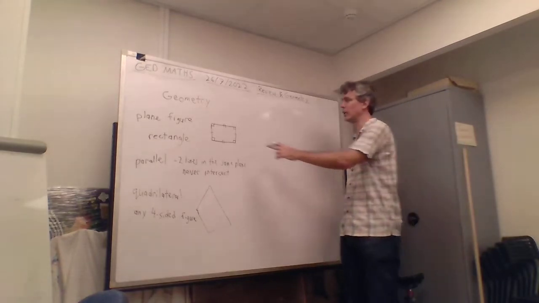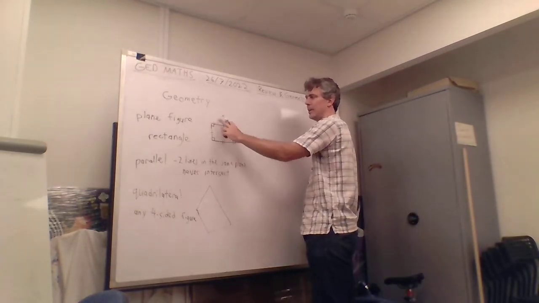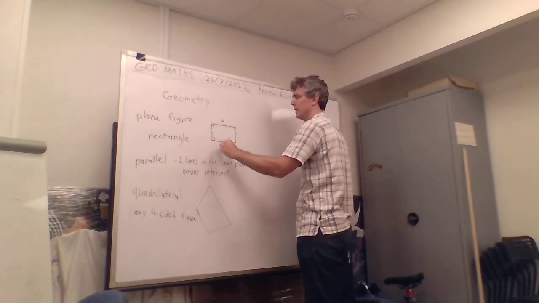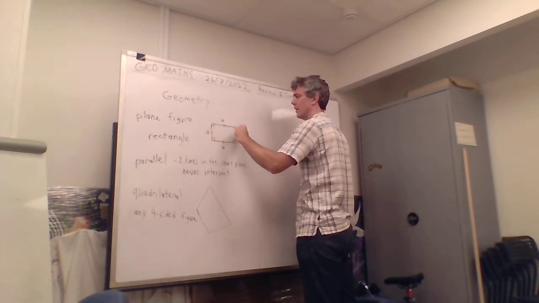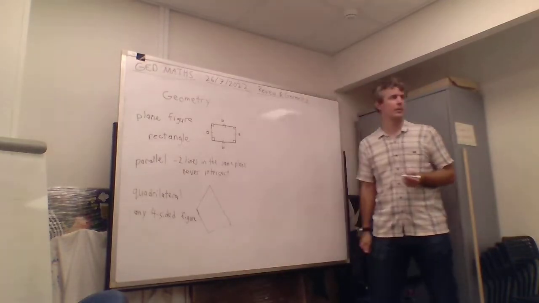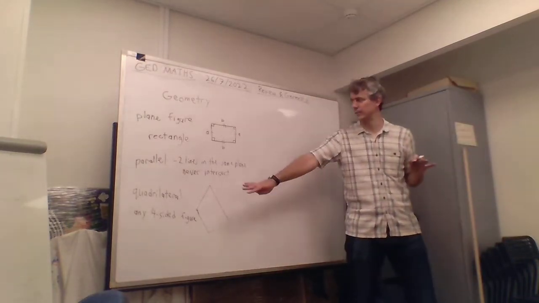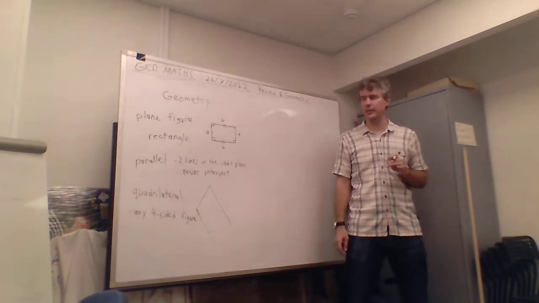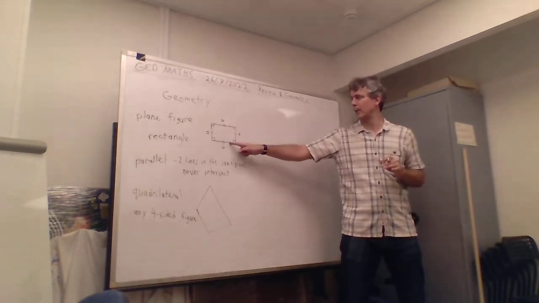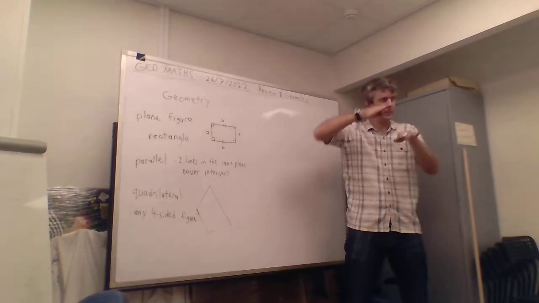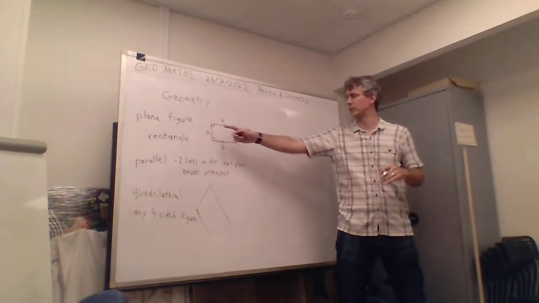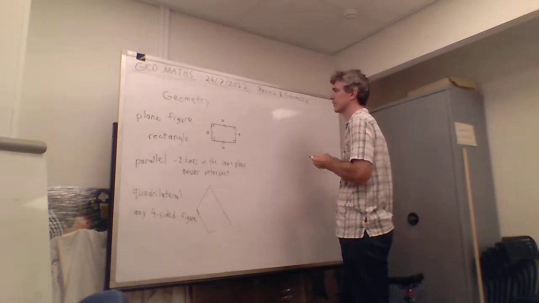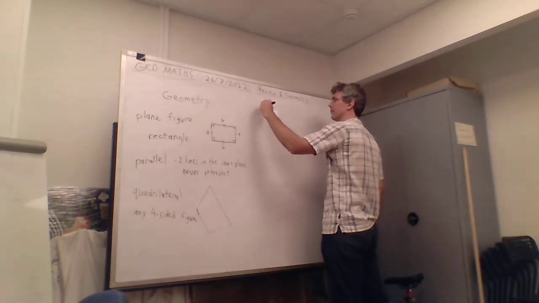And the other thing, not only are they parallel, they have equal length. So this is B and B, this is A and A. Okay? It's a very special quadrilateral. Four angles are 360. Parallel lines are parallel, and they're equal to each other. There's another kind of quadrilateral called a parallelogram.